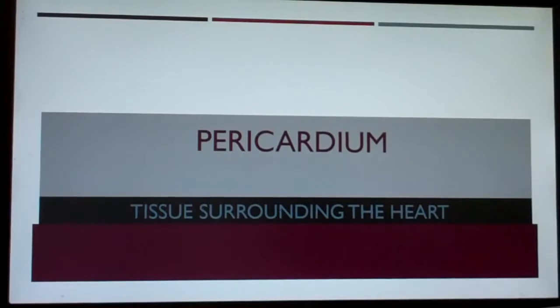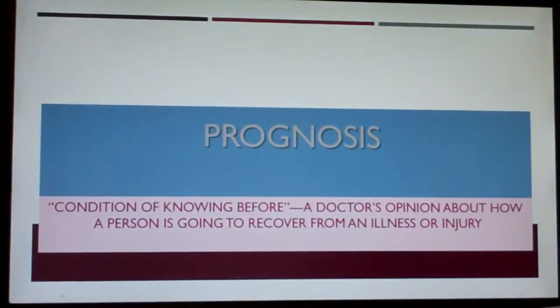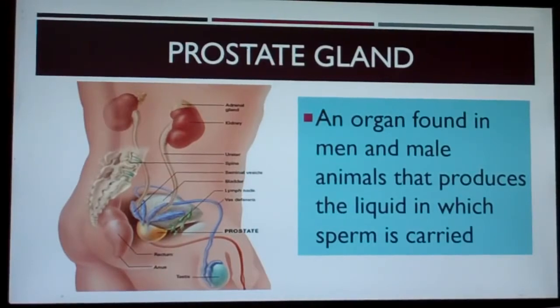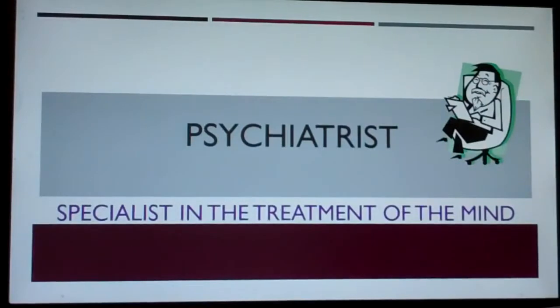Pericardium, tissue surrounding the heart. Prognosis, condition of knowing before. A doctor's opinion about how a person is going to recover from an illness or injury. Prostate gland, an organ found in men and male animals that produces the liquid in which sperm is carried. Psychiatrist, specialist in the treatment of the mind.